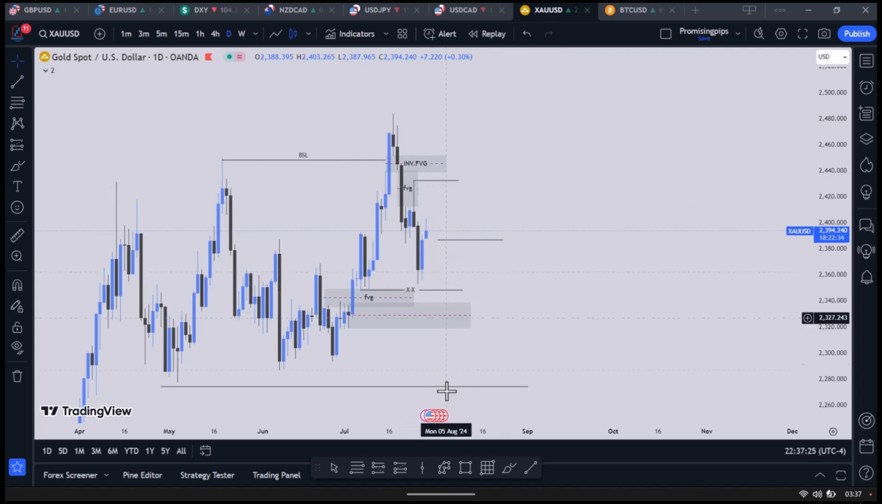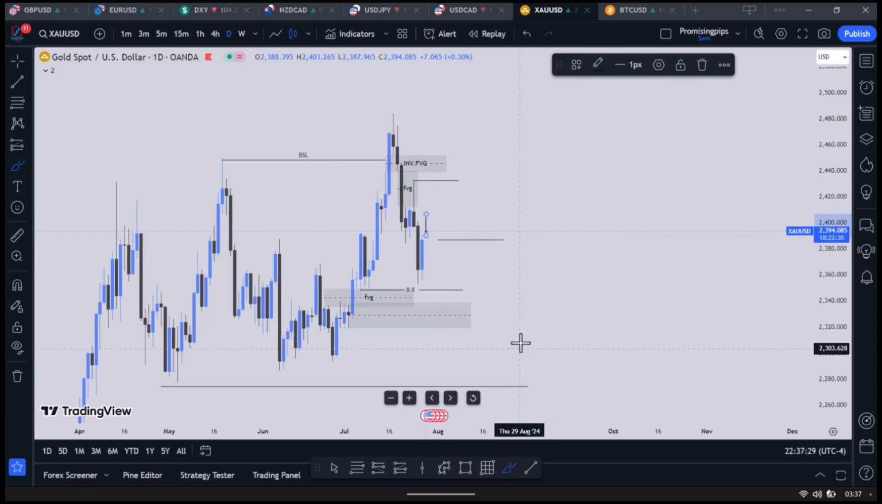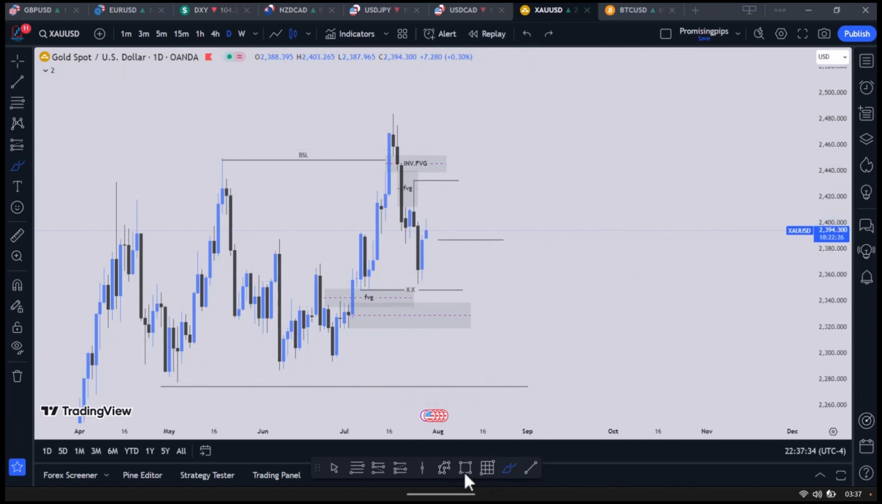If it breaks out like this aggressively, coming back down, yeah, I'll look for a buy like this. But if that doesn't happen, I'm seeing a mitigation back up here. That means I'm favoring this market.